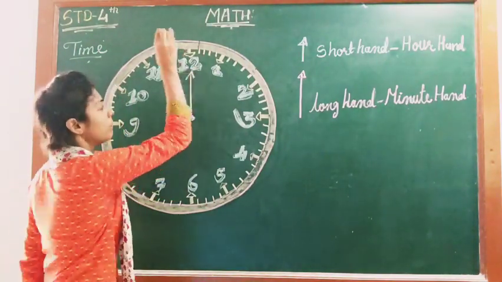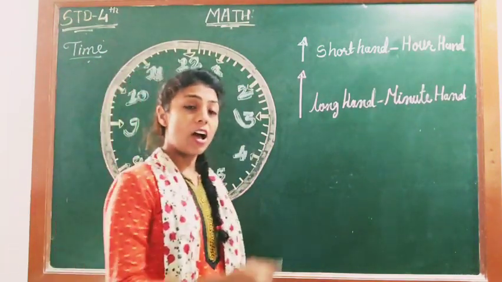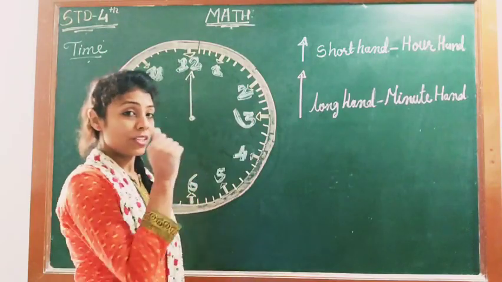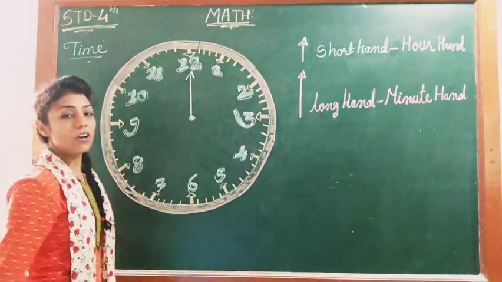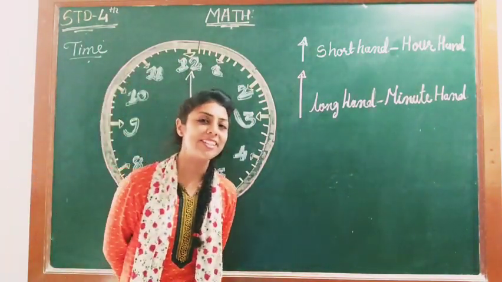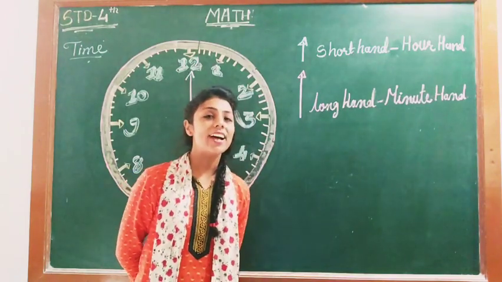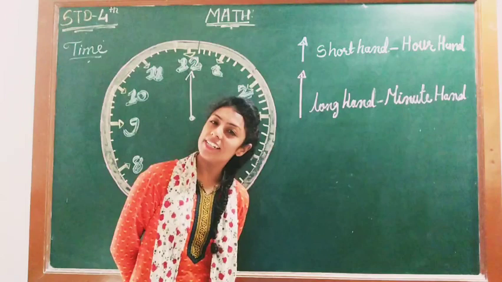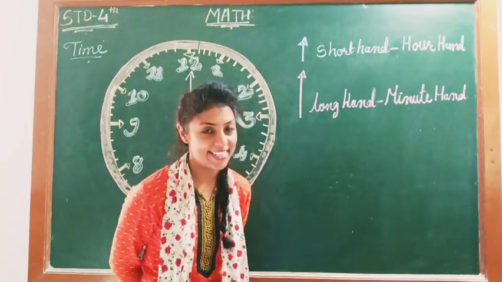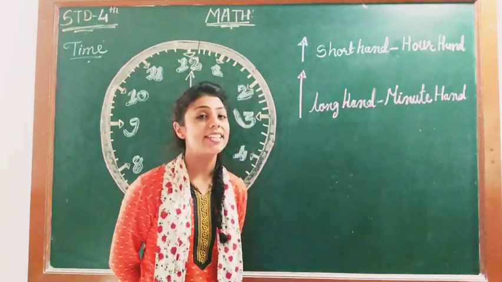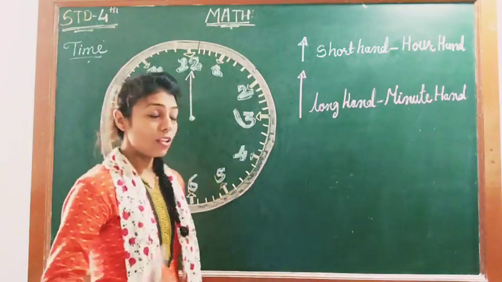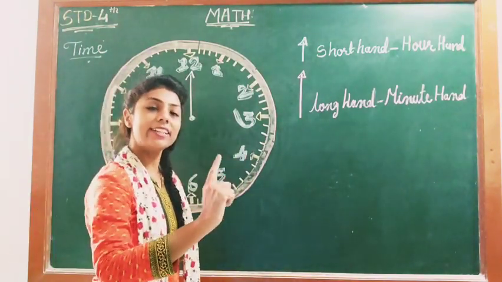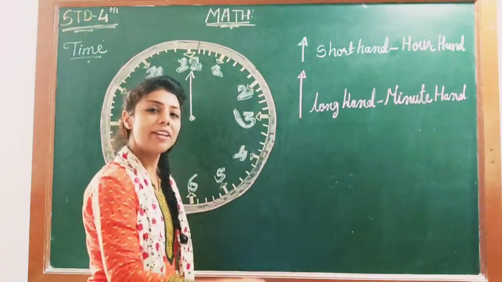Now we will talk about the minute hand. How to see the minutes, how to watch time here. So in this clock, 1 hour has how many minutes? 1 hour has 60 minutes and 1 minute has 60 seconds. So जो ये minute hand है वो minute के अनुसार चलता है, according to the minutes.